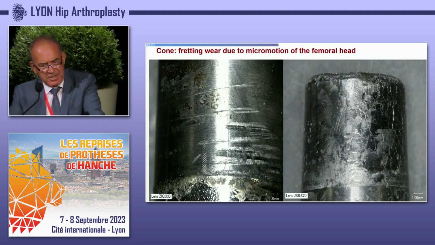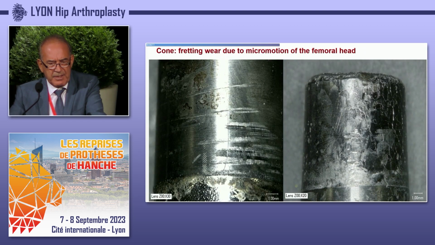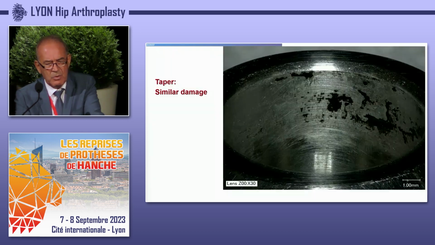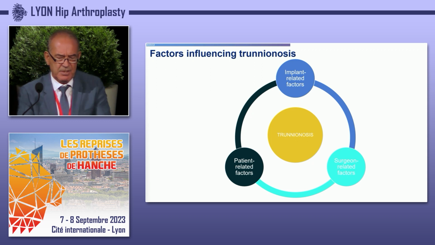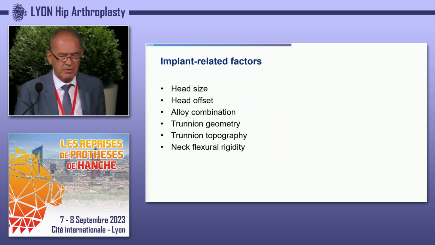And this is the result: fretting wear due to micromotion at the femoral cone. And then we have the taper with similar damage. We have seen in the presentations a lot of such phenomena. So what are the factors influencing trunnionosis? There are implant-related factors, surgeon-related factors, and patient-related factors.